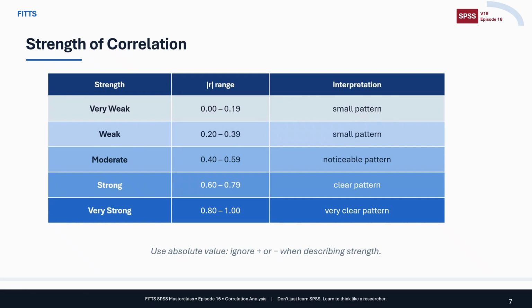The size of r helps us describe how strong the relationship is. When interpreting strength, we ignore whether the value is positive or negative. Instead, we focus on how close the value is to 1. Later in SPSS, we will use these categories when interpreting our results.